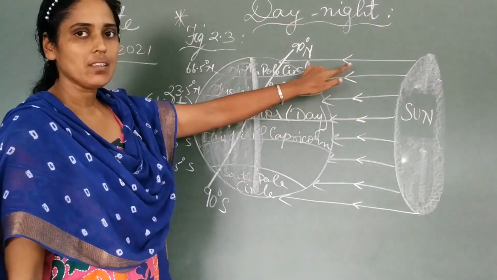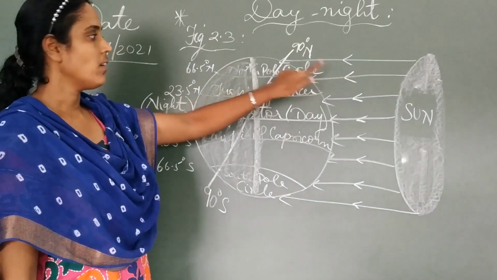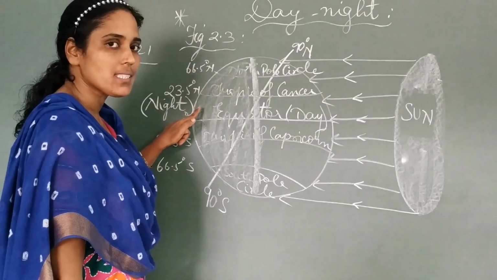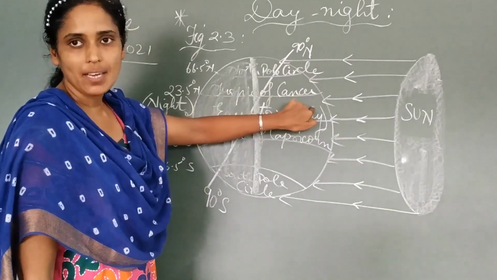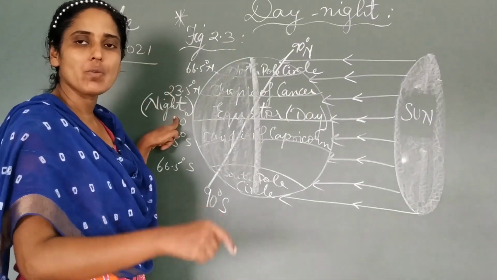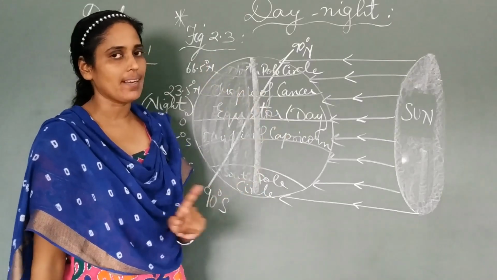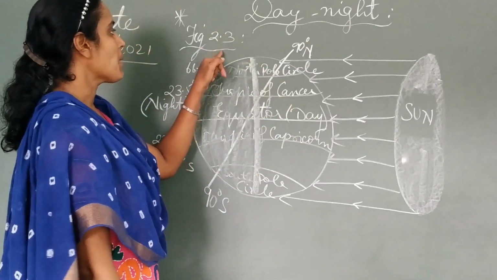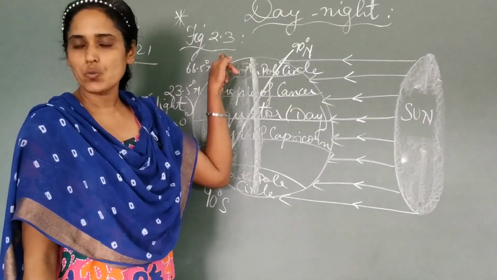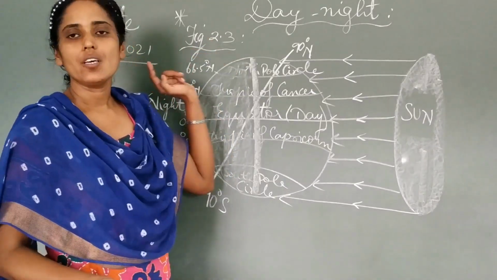The earth is rotating. What will happen? The sun is there and its rays will fall this side. So this part will be receiving night and this part will be receiving daytime. So in this way, one cycle or one rotation gets completed. Hope students have done this diagram very neatly in notebooks. Label it as figure 2.3. Okay students? 2.1 and 2.2 are already done in notebooks. Label it as figure 2.3.